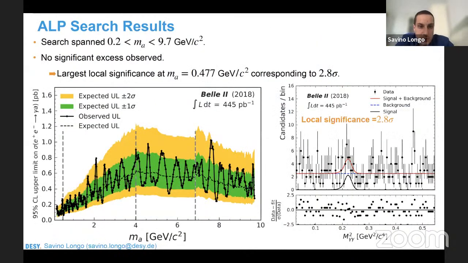This would be contained in only a few bins. So in this search, we search for a signal consistent with an ALP, spanning the mass range of 0.2 up to about 9.7 GeV. The upper limits that we extract are shown on the left-hand side of the slide. The largest local significance we observe is at an ALP mass of 0.477 GeV. The fit is shown on the right, and this local significance corresponds to 2.8 sigma. So no significant excess was observed in this search.